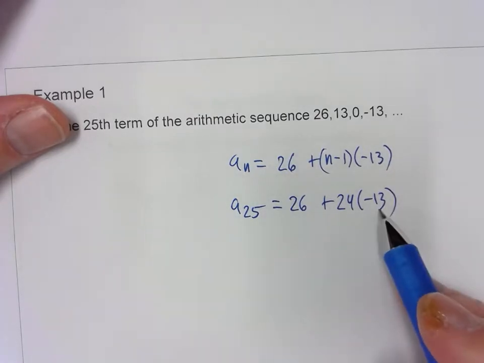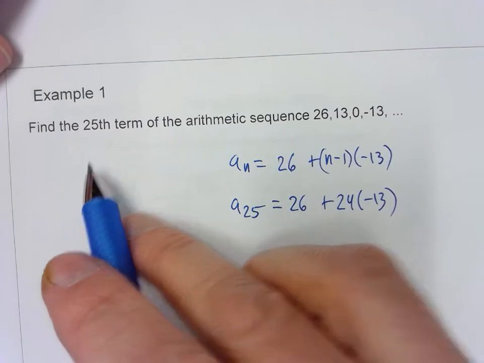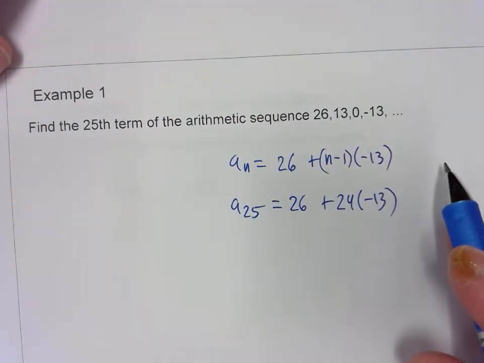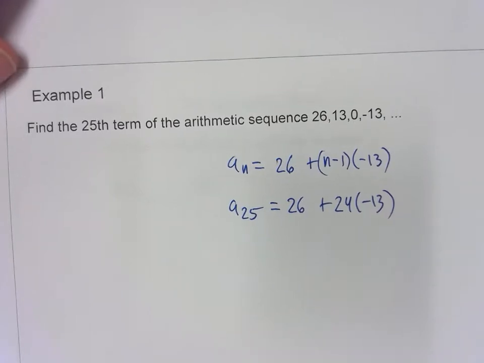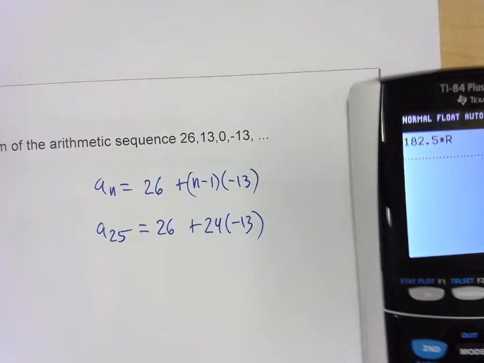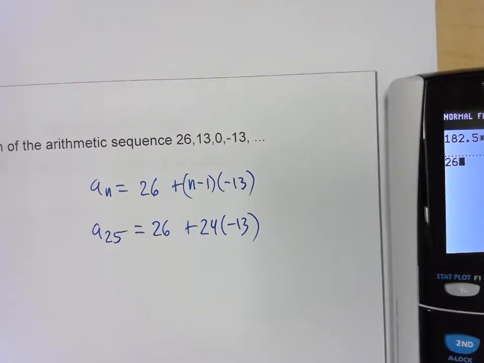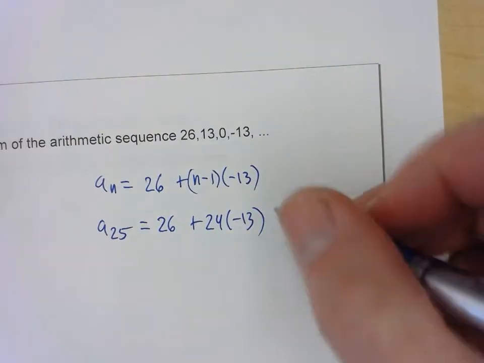So negative 13 is being added 24 times to make the 25th term. So we start in the first term, we go to the 25th term, that's 24 steps. So it's 24 steps, that's where the n minus 1 comes into play. So let's put this into the calculator. We get 26 plus 24 times negative 13 is negative 286.